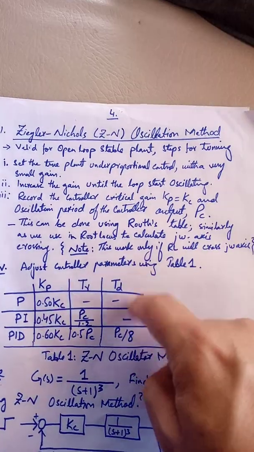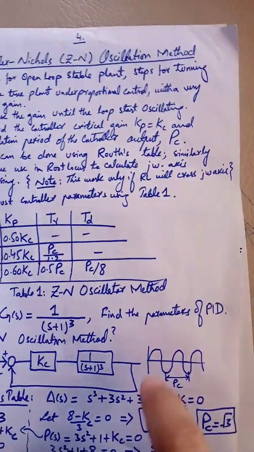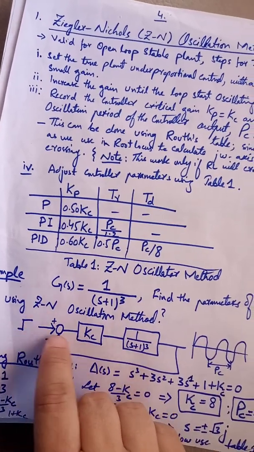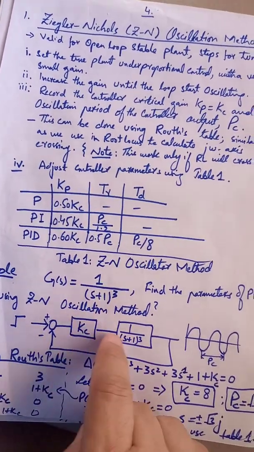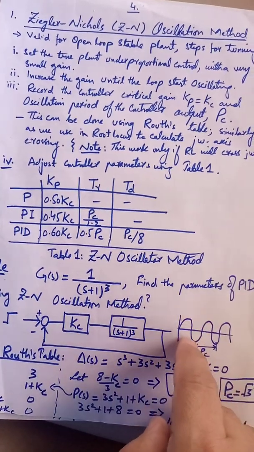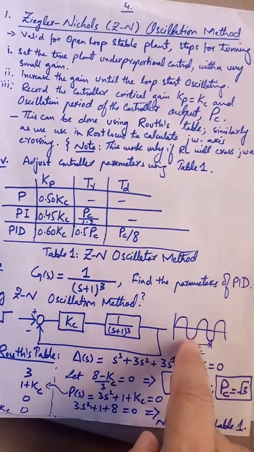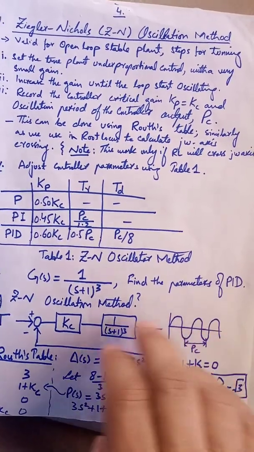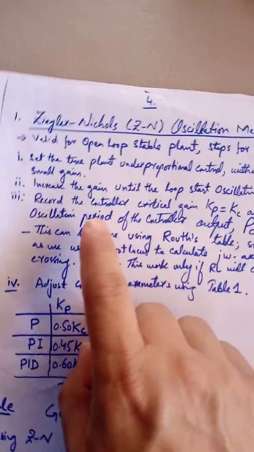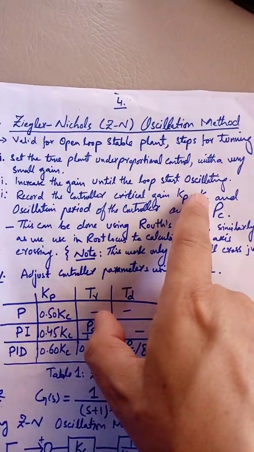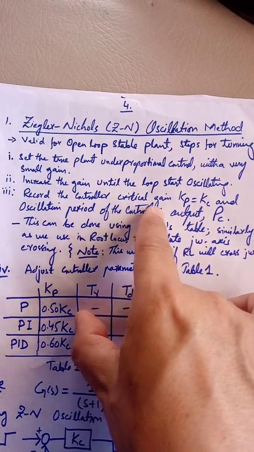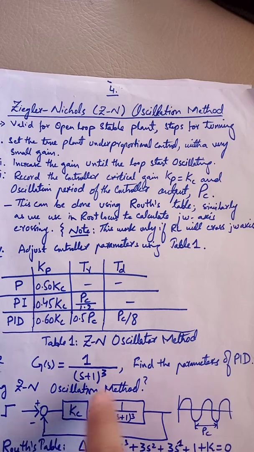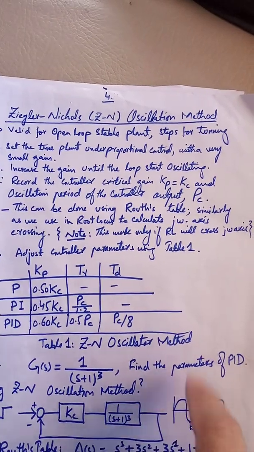So you increase the gain and you have oscillation like this. So this is the controller. We want to give a step input and increase this Kc so that the output starts oscillating like this. When you find this oscillation, you have to find this period and this gain. This is the basic idea. After that, record the critical controller gain Kc. You just find this Kc where your output starts oscillating.